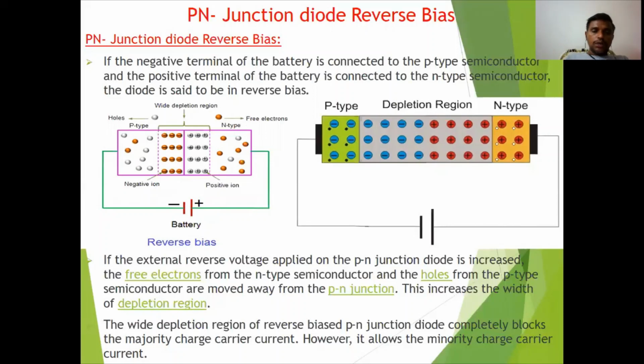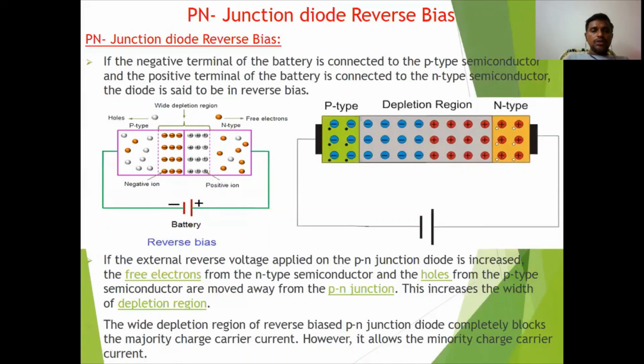So what happens here? If I apply the negative terminal to the p-type material, the holes are majority carriers and they are positive. So there are attractive forces coming from this negative terminal for the holes, and at the same time the electrons present in the n-type are attracted towards the positive terminal, leaving behind the ions we have. N-type consists of positive donor atoms and p-type consists of negative acceptor atoms.